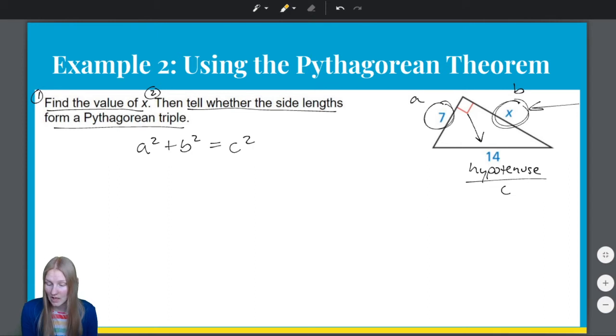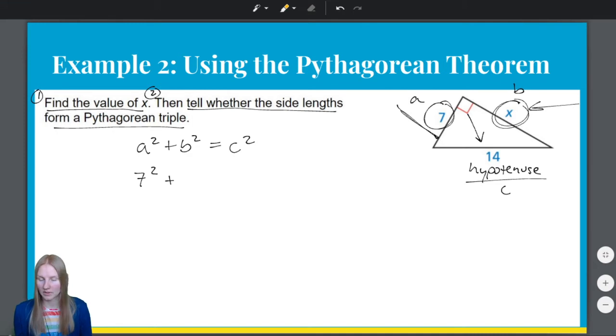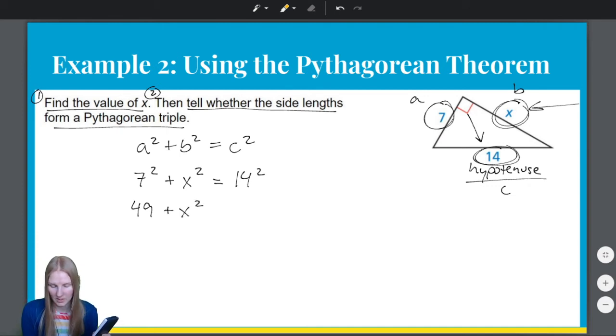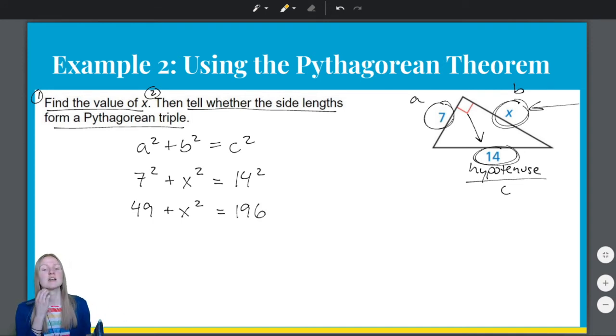So, now let's plug these in. A is 7, so we have 7 squared, plus b is x, plus x squared, equals c squared, or the hypotenuse, 14 squared. Now, I can square things. 7 squared is 49, plus x squared equals 14 squared is 196.